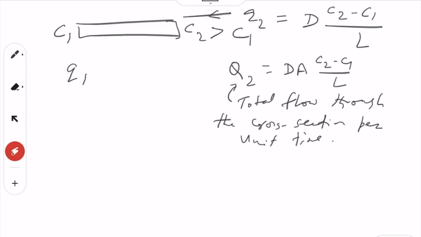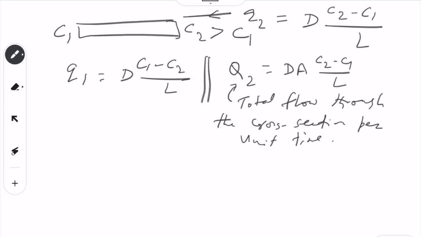We will write Q2, then we write Q1 is D, we write C2, we write C1, C1, we write C2, and divided by L, it will work. So Q1 equal to D times (C1 minus C2) over L, okay, and hence we can write Q1 equal to D times area, and A is the area of cross section, and we are assuming it to be constant throughout. So this area of cross section is the same area everywhere, that's what we are assuming.